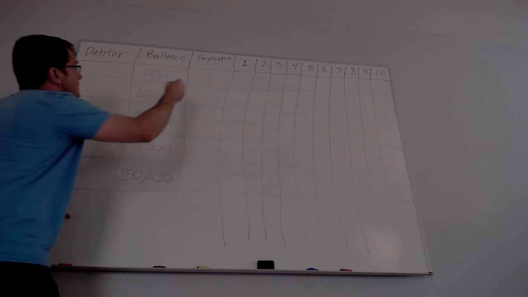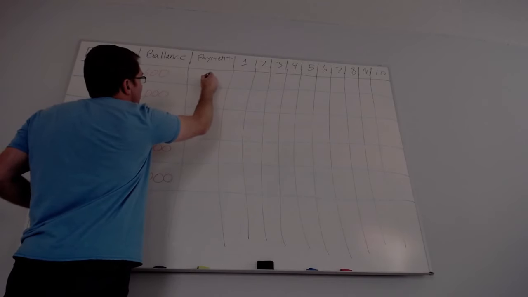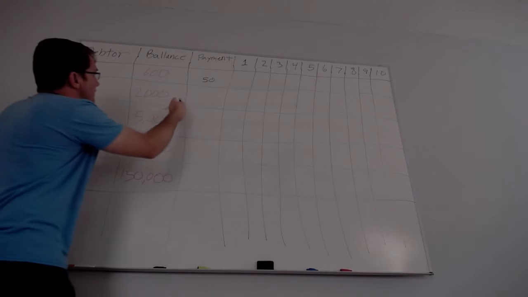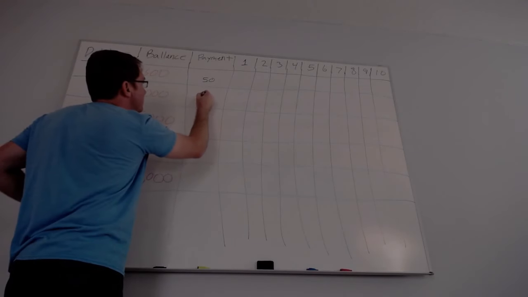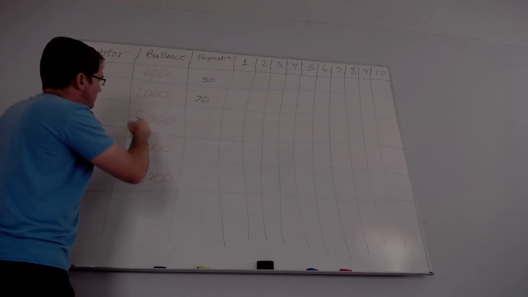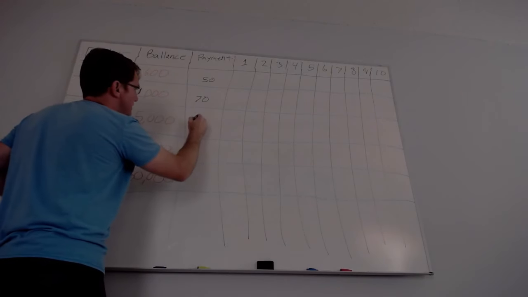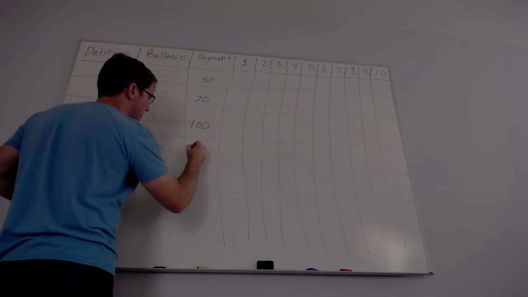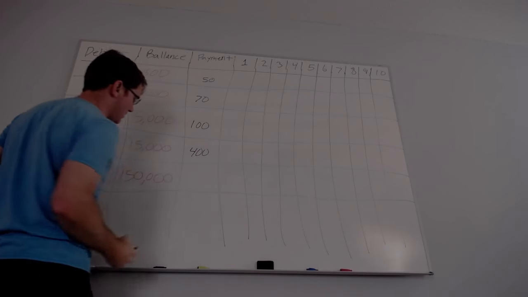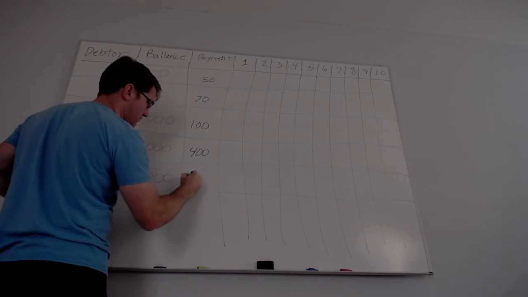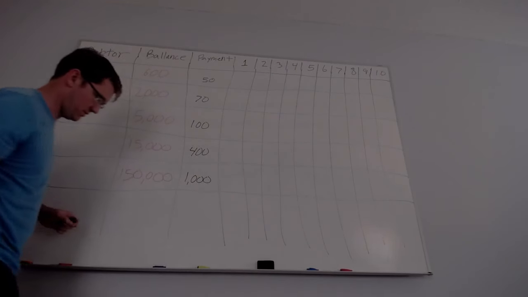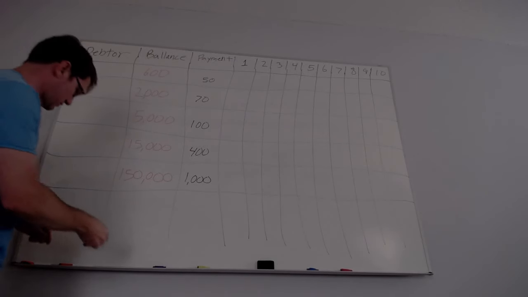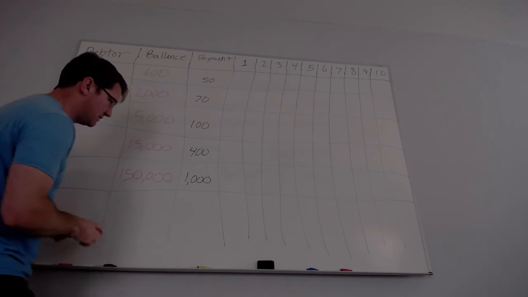How much is their payment? Okay, so let's just say the minimum payment on the credit card is $50. Minimum payment on this credit card is say $70. This one probably 100. This car is probably 400, and the house, we'll just make it an even 1,000. So don't want to be confusing. Okay, so we'll tally everything up here.